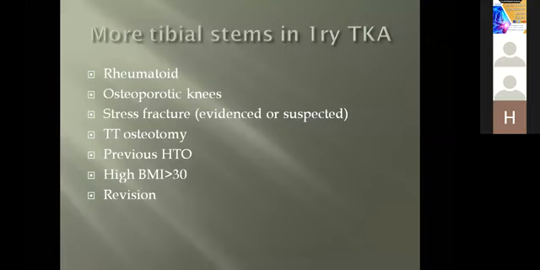Tibial stems in the primary knee are indicated, in my opinion, for rheumatoid patients with poor bone stock, osteoporotic patients other than rheumatoids, and stress fracture in the tibia, whether evidenced before the operation or introduced and diagnosed intraoperatively. If you have a tibial tubercle osteotomy, or a previous high tibial osteotomy with screw holes, the part of the bone below the tibial base plate is weak, so you have to bypass these weak points of the screws by the stem, and of course in revision cases.